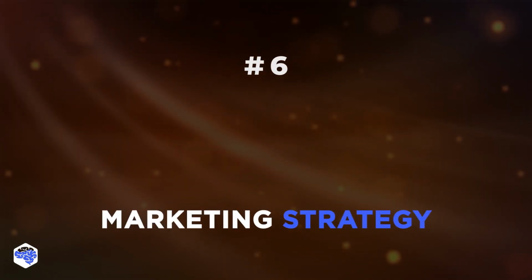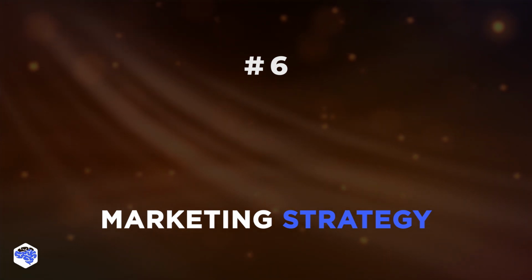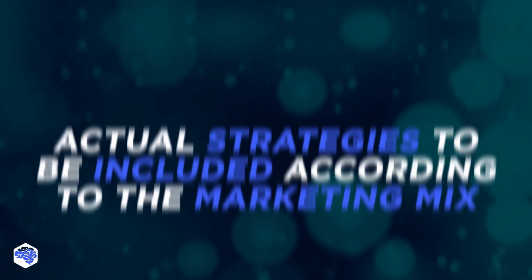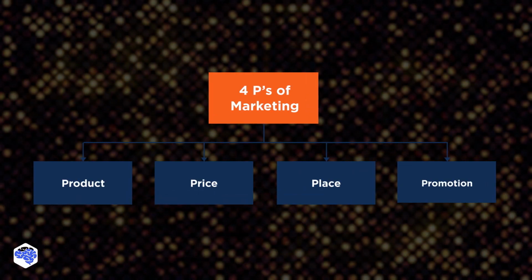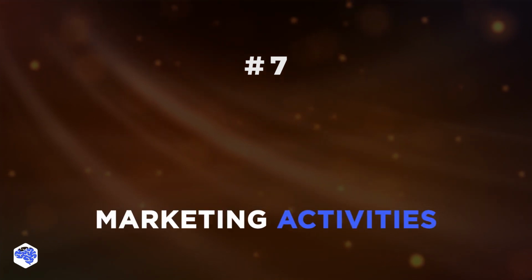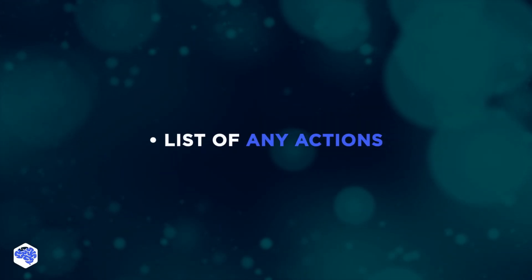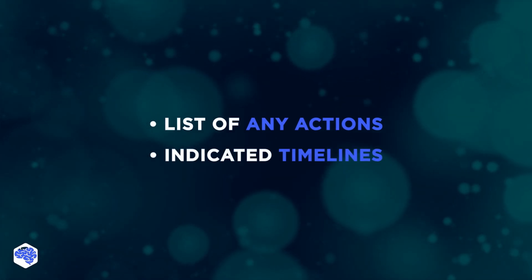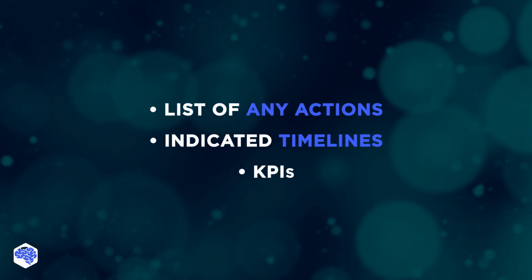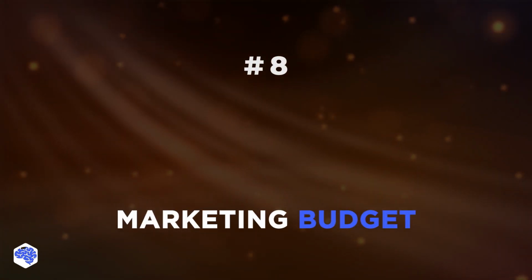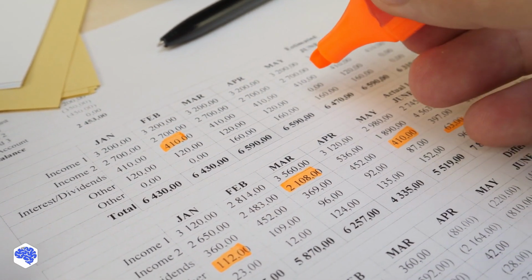The next section is marketing strategy. The marketing strategy section covers actual strategies to be included according to the marketing mix. The strategy centers on the traditional 4 P's of marketing: product, price, place, and promotion. We also recommend describing marketing activities, a list of any actions concerning marketing goals that are scheduled for the period and the indicated timelines. Also, list KPIs to be tracked. And finally, we at Jelvix include marketing budget to find all finances to be spent on marketing campaigns.